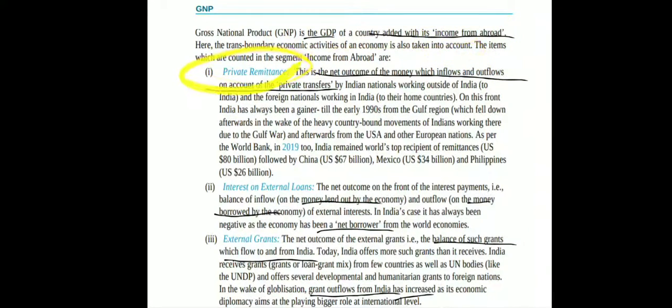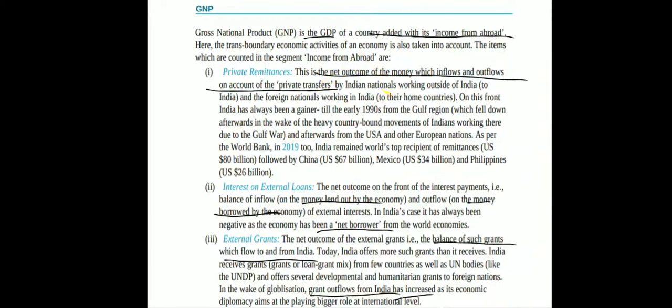This is the private remittances, that is the net outcome of the money which inflows, that is any person working outside who has sent his salary, which has been in dollar or any other foreign currency in that country, and in India it came into INR, and outflows on account of the private transfers that have been done, which we come to know as private remittances, which is one part of income from abroad.